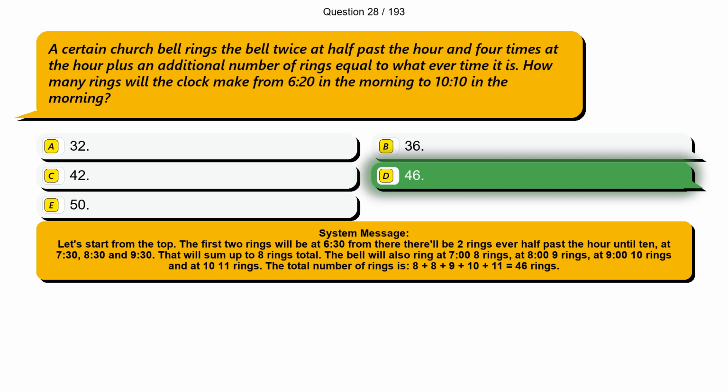The bell will also ring at 7 o'clock 8 rings, at 8 o'clock 9 rings, at 9 o'clock 10 rings, and at 10 11 rings. The total number of rings is 8 plus 8 plus 9 plus 10 plus 11 equals 46 rings.